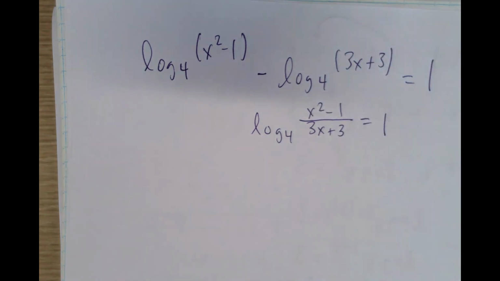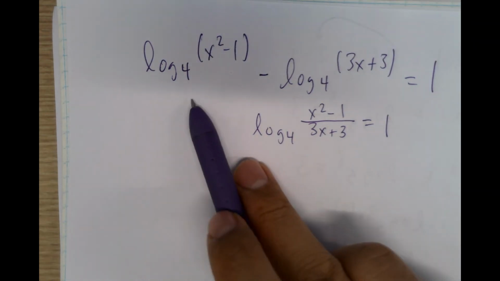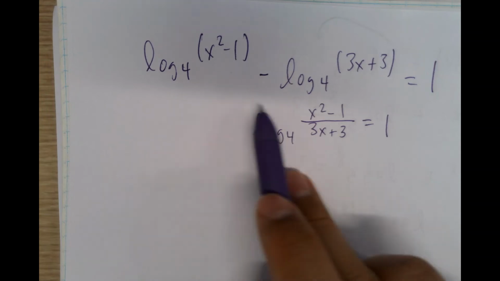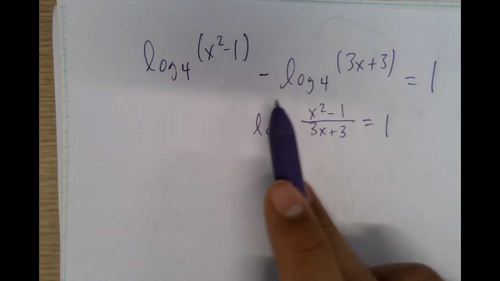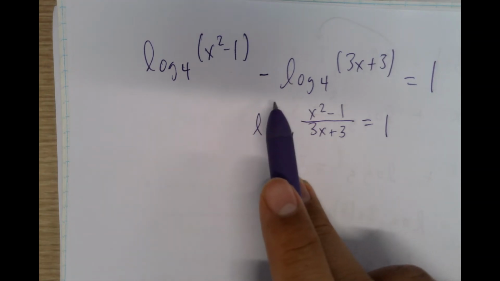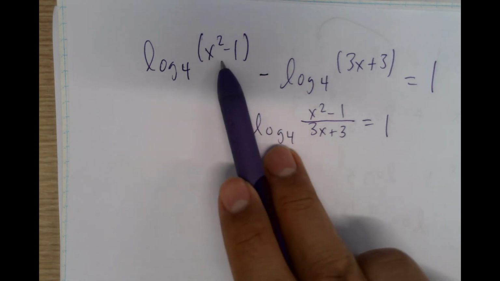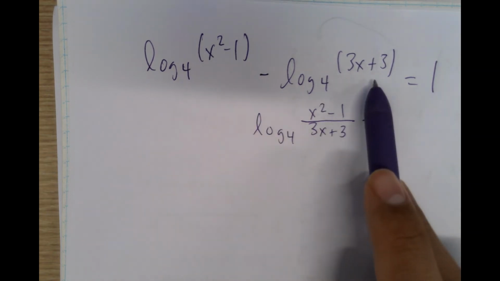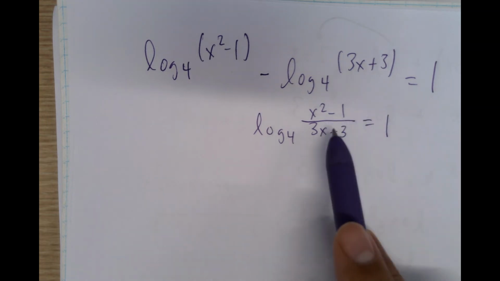So again, the rule of thumb here, and this is something that you've written down in your notes, is that if you're subtracting two logs with the same base, by the properties of logarithms of subtraction, you're going to divide x squared minus 1 divided by 3x plus 3. So the one you're subtracting, you're going to divide the first amount by.